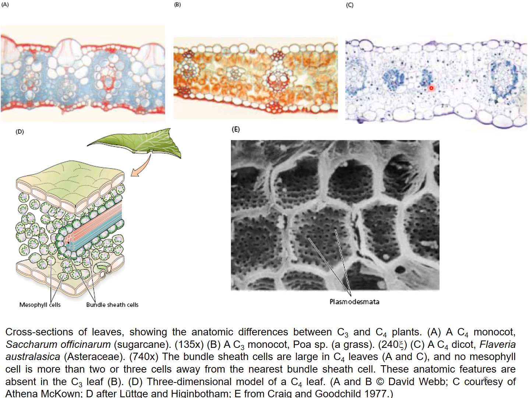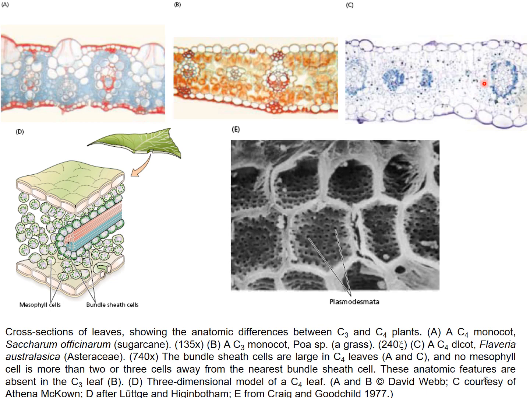In case of diagram C, it's a C4 dicot, Flaveria australasica, a member of the Asteraceae family. Again, you can see there is no differentiation of the mesophyll tissue into palisade layer and spongy parenchyma, and also the bundle sheath cells are large in size.